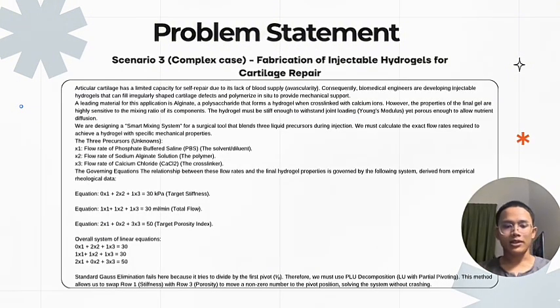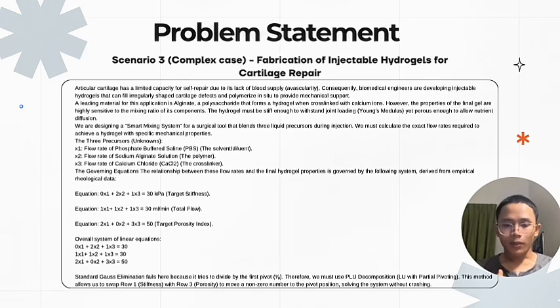Hi, my name is Zamil Hasif. Now I'll explain scenario 3, which is a complex case. For the problem statement, we have chosen the fabrication of injectable hydrogels for cartilage repair. Articular cartilage has a limited capacity for self-repair due to its lack of blood supply. Consequently, biomedical engineers are developing injectable hydrogels that can fill irregularly shaped cartilage defects and polymerize in situ to provide mechanical support. A leading material for this application is alginate, a polysaccharide that forms a hydrogel when cross-linked with calcium ions.